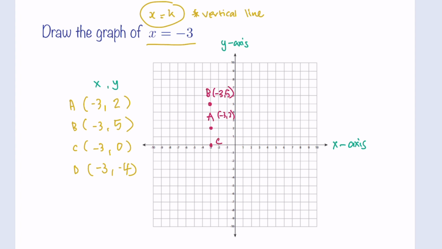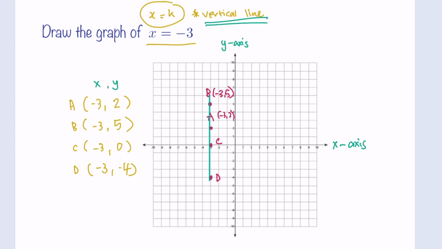And lastly, my point D has the x coordinate of -3 and the y coordinate of -4. So starting at the origin, I have to go 3 steps to the left and -4 on the y, so 4 steps down. So here is my point D. And when I connect these 4 dots, it forms a straight line, and it's a vertical line.